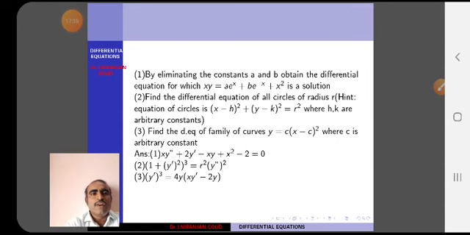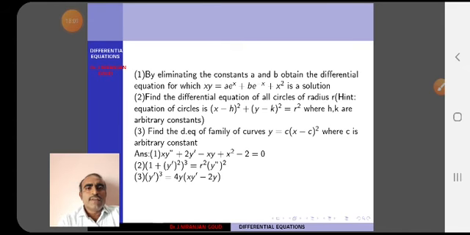Second, find the differential equation of all circles of radius r. So the family of circles of radius r, you can write this equation as x minus h whole square plus y minus k whole square is equal to r square, where h comma k is the center, and h and k are arbitrary constants. I will show this solution.